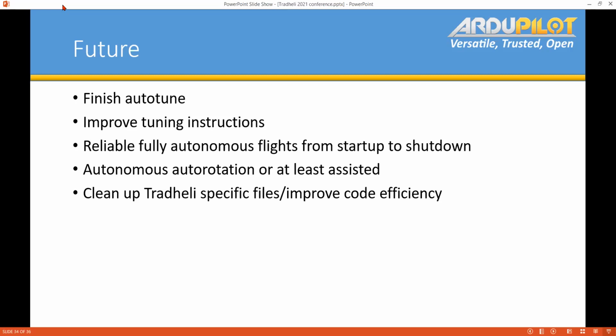That was absolutely fantastic. Thanks, Bill. It's really great to see the progress on the auto tune. I think a lot of Heli users are going to be so pleased to be able to get the tune right with less risk to the aircraft and a better result. That's brilliant. Thank you. So any final questions before we move on?